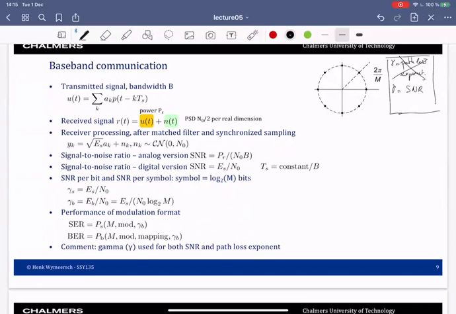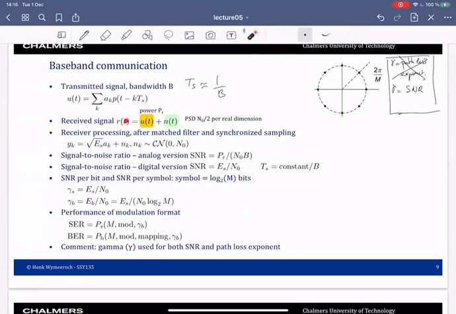All right, so now we will look at how to evaluate communication performance. We start from our general complex baseband signal, u(t), which we now explicitly write as a sequence of symbols with a certain pulse shape and a certain symbol slot duration. So again, Ts is approximately 1 over B, depending on whether or not the pulse has a roll-off.